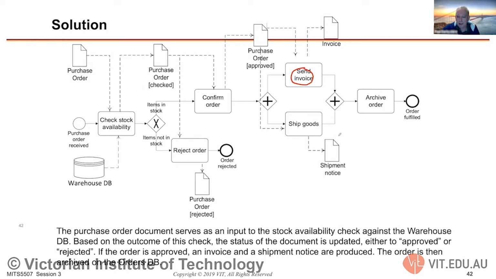and the send invoice activity produces an invoice, and the ship goods activity produces a shipment notice which goes along with the goods.